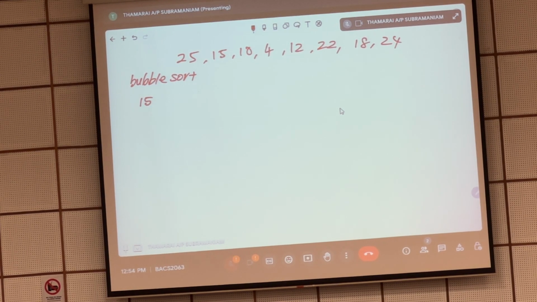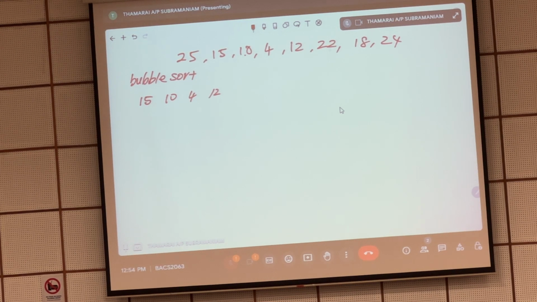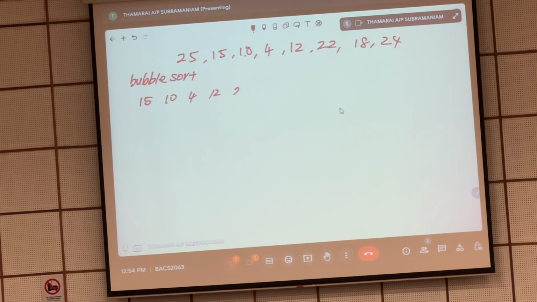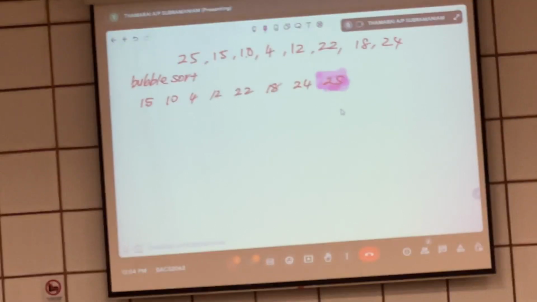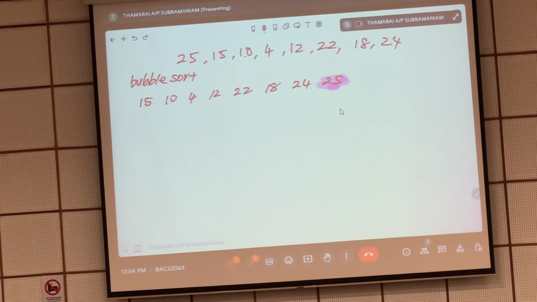Okay, can you guys imagine? 15. Next is 25 with 10. So 10 will go here. 25 with 4, because 4 will go here. 25 with 12, 12 will go here. 25 with 22, 22 goes first. Alright, and then 18, 24, and 25. So 25 is the largest value, right? And this is sorted.